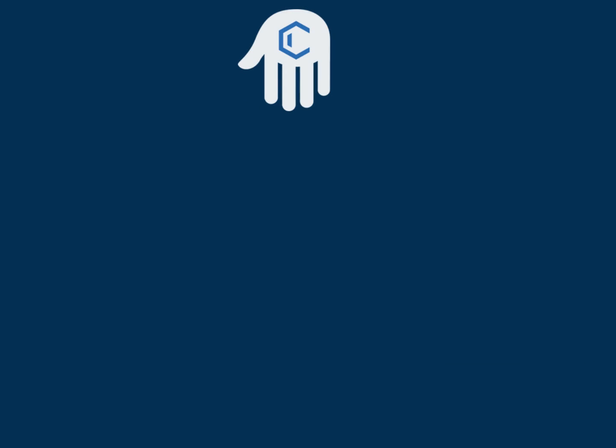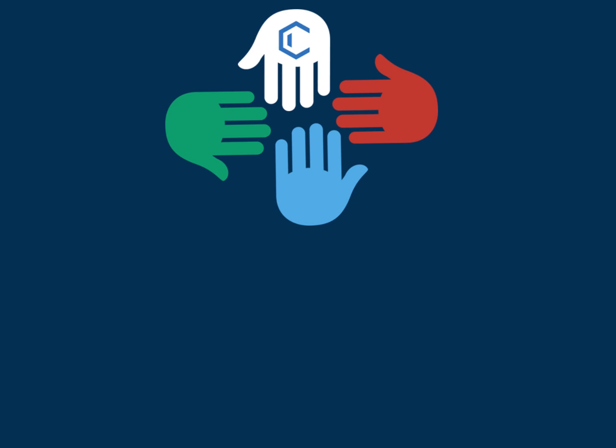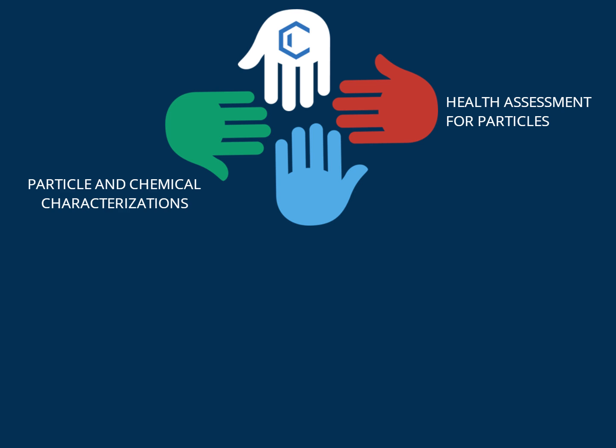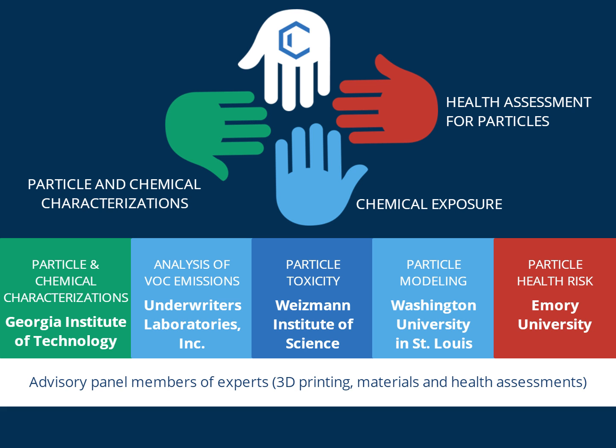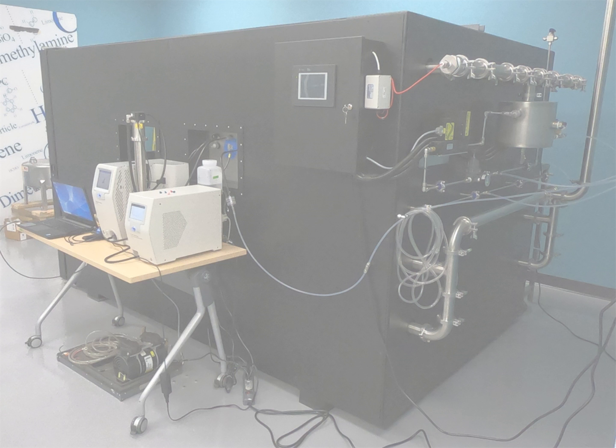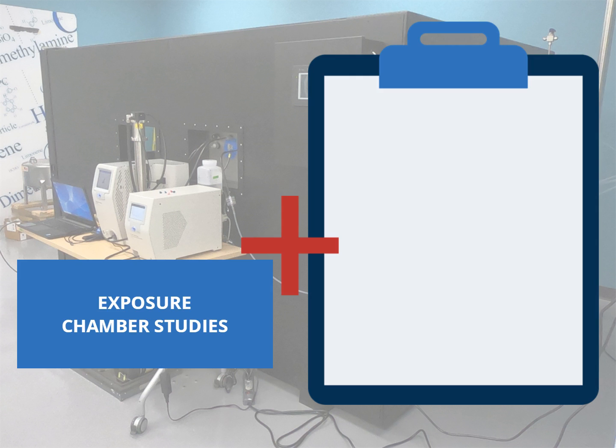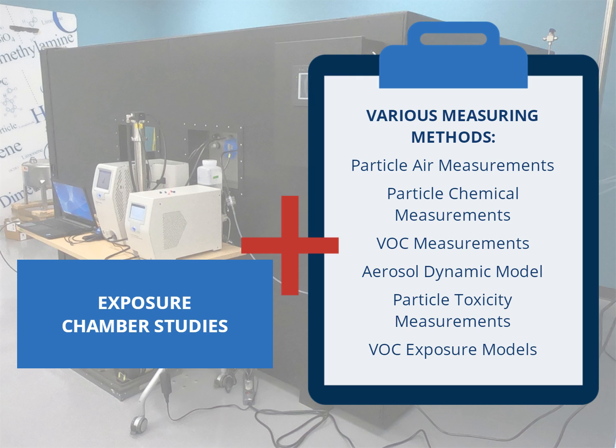To conduct this research, Chemical Insights engaged academic partners with expertise on particle and chemical characterization, health assessment for particles, and chemical exposure. Together, this group of scientific stakeholders and technology experts finalized the test program to characterize particle and chemical emissions and their impact on indoor air quality and human health. A chamber study and various measuring methods were used. Let's take a look at these more in depth.